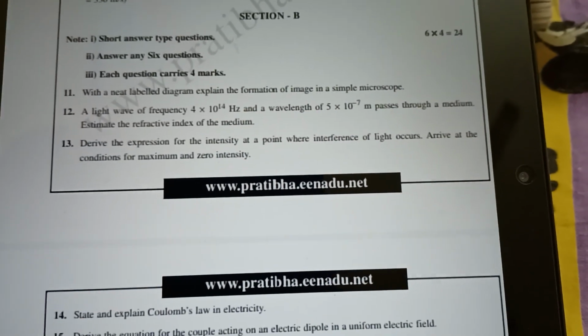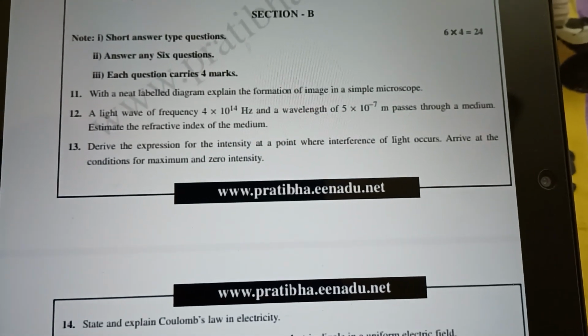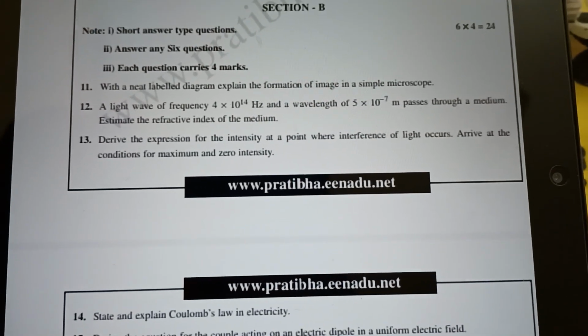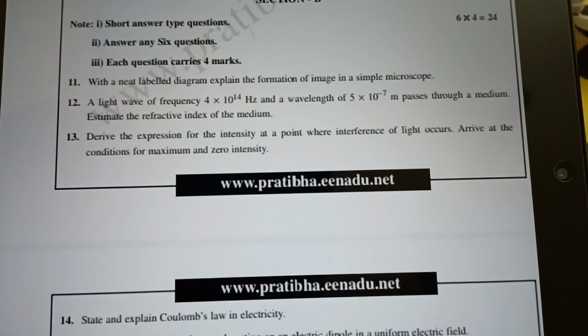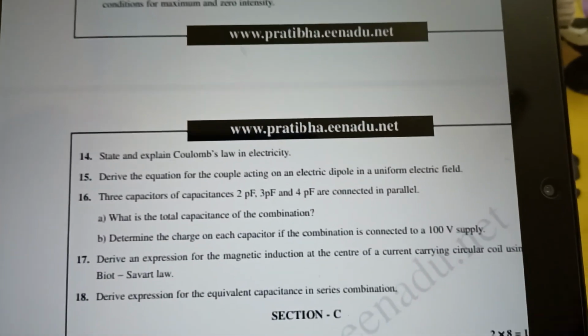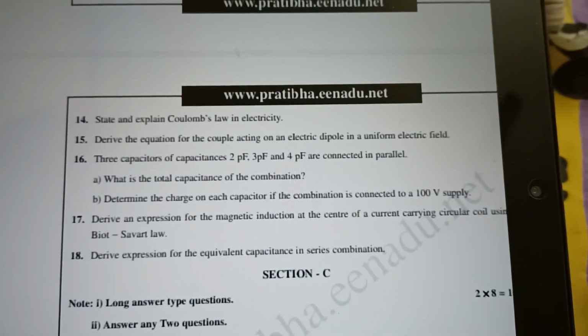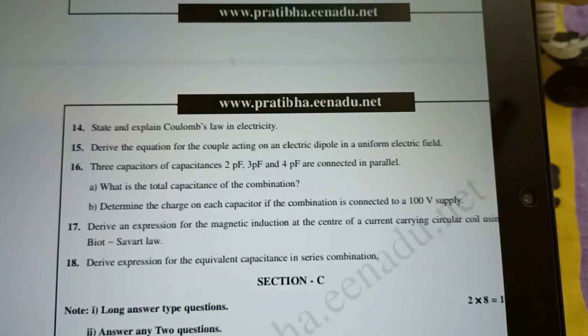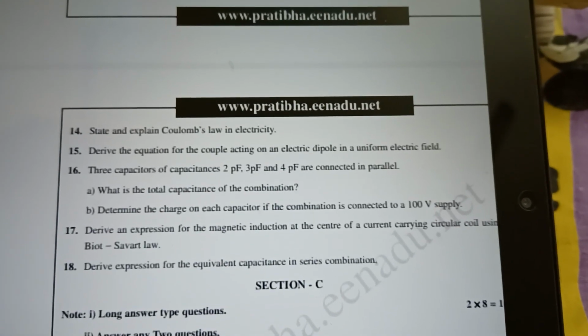Derive the expression for the intensity at a point where interference of light occurs. Arrive at the conditions of maximum and zero intensity. State and explain Coulomb's law in electricity. Derive the equation of the couple acting on an electric dipole in a uniform electric field.